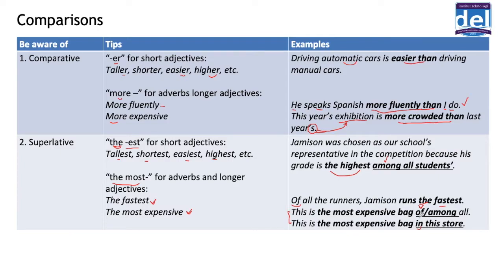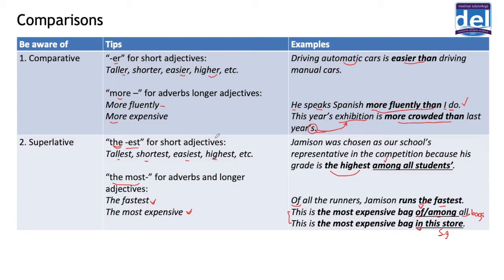In here we use of or among all, and this can be followed by a plural noun. This is just additional information for you to know, yeah? If we use of or among, we should use a plural noun here. This is the most expensive bag among all bags, or among all. While in the other one, we use in and it is followed by a singular noun. This is the most expensive bag in the store.